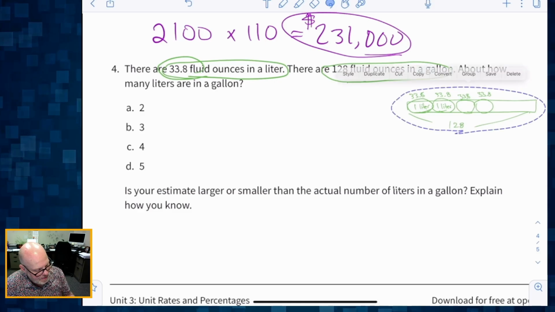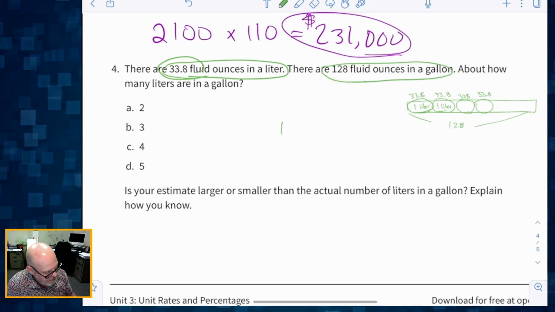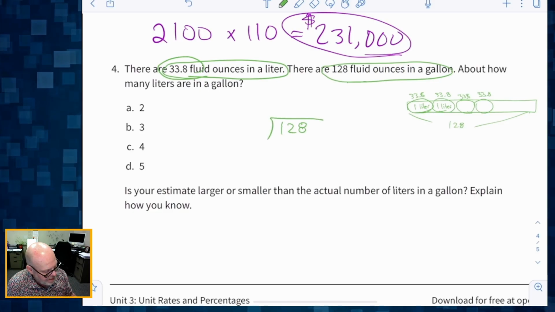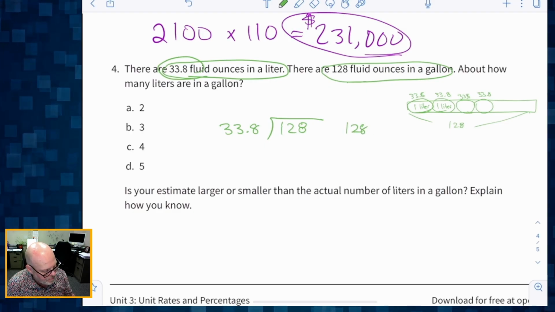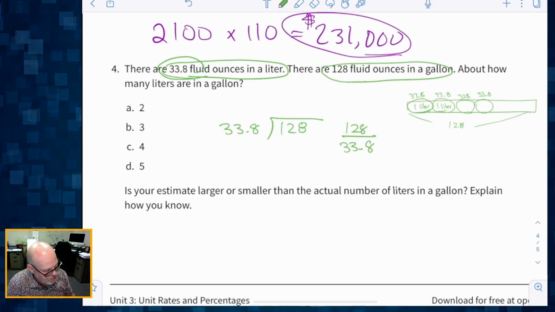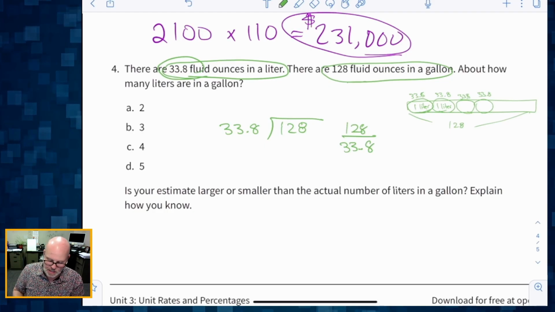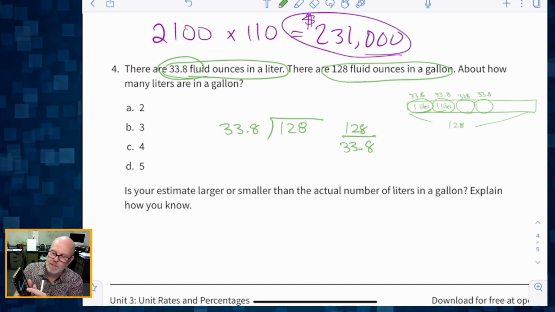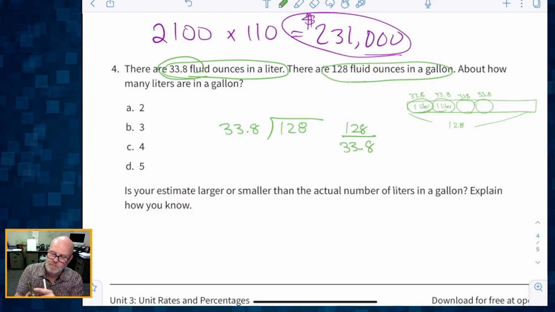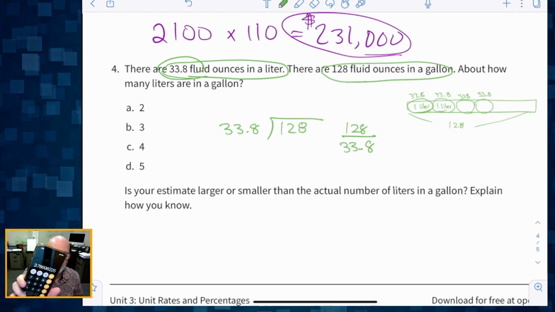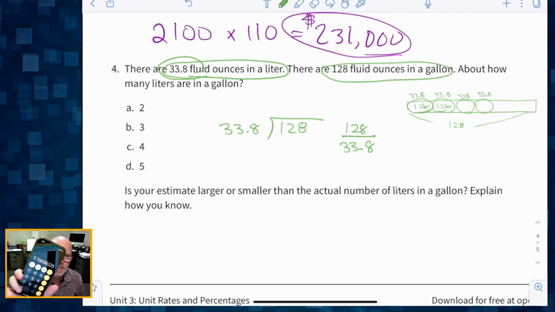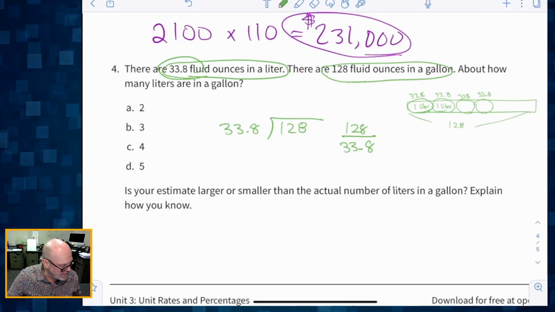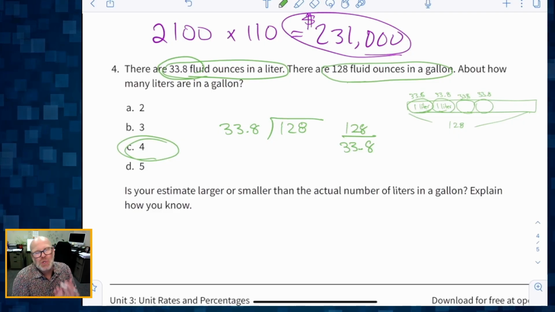So basically what I'm doing is I'm doing division, aren't I? I am dividing 128 by 33.8. So I'm going to use my calculator and I'm going to type in 128. There's my 128 divided by, and then I'm going to type in 33.8, and I got 3.78, 3.79 because it rounds up, right? 3.79. So the answer is 4, but we kind of knew that.